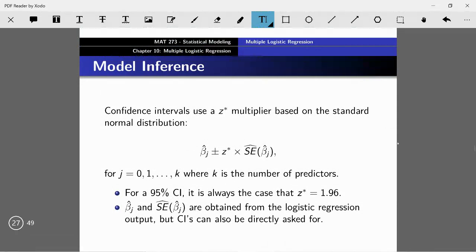And then next time, I think we'll start by picking up on model inference for this multiple logistic regression model, but we'll conclude here for this video. Thanks.